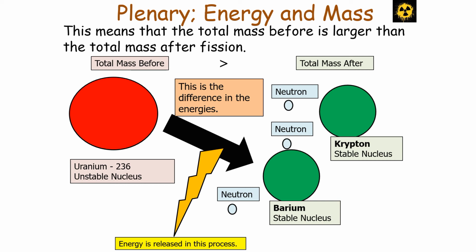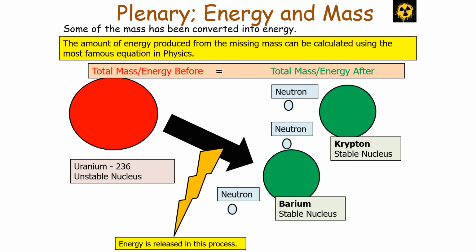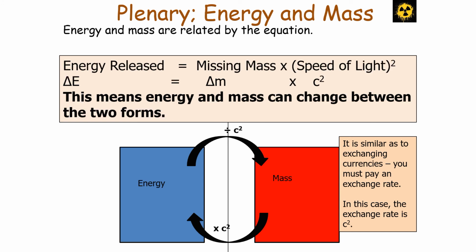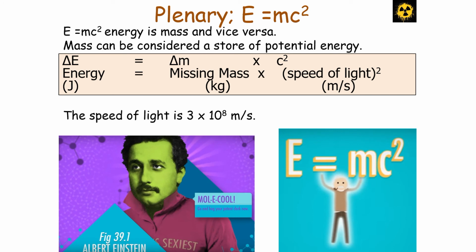released in this process. So the amount of energy produced from the missing mass can be calculated using the most famous equation in physics, because the total mass energy before equals the total mass energy afterwards, and they are linked with the equation. The energy released in the particular process is equal to the missing mass, the mass that has been changed between before the process and after the process, times the speed of light squared. This means energy and mass can change between the two forms. So we can say delta E, or triangle E, is equal to delta M times c squared. Now we know that the speed of light, c, is 3 times 10 to the 8, so c squared is actually a very large number.